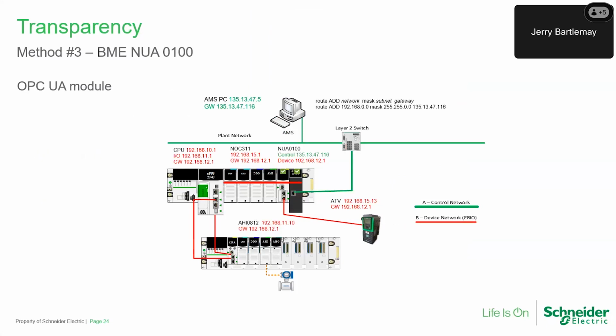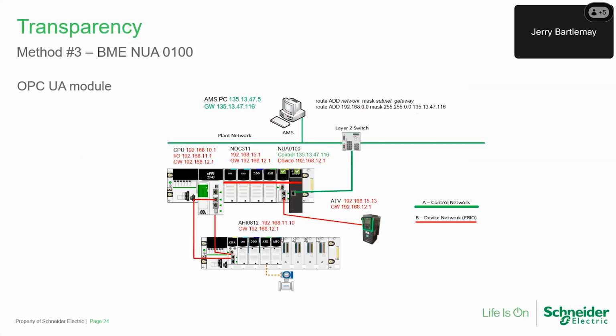So this again is an eye chart, very similar to the NOC 321, except that we only have 2 IP addresses for the NUA module, not 3. And so routing of messages works exactly the same way. To get a message to something on the device network on this M580, we need a route statement in this PC that sends anything in that subnet to the IP address for the NUA module sitting on the plant network, so its control network IP address. And then it automatically will route that message to the backplane and out to any field device that's on that subnet.